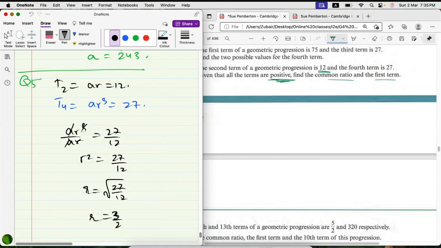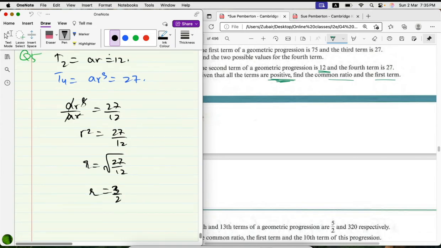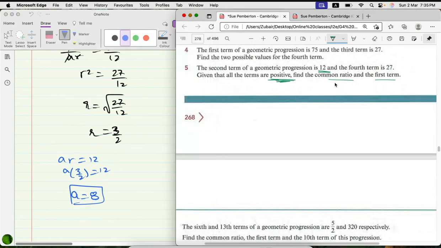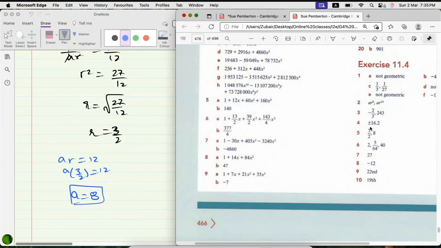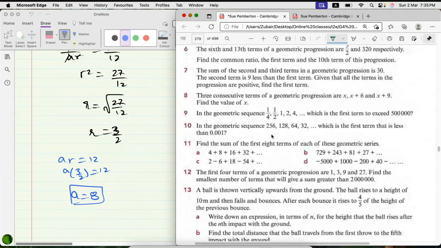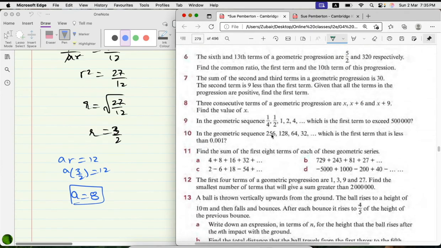So when R is this, we can find A. I'm using the first one. AR is equal to 12. R is 3 by 2, so A times 3 by 2 equals 12. 12 times 2 is 24. 24 by 3 is 8. A is 8 and R is 3 by 2. Question 5: 3 by 2 and 8. Try question 6.